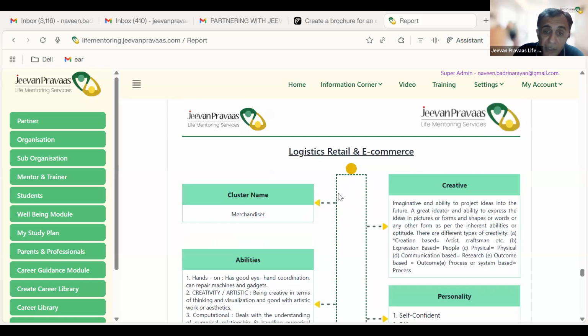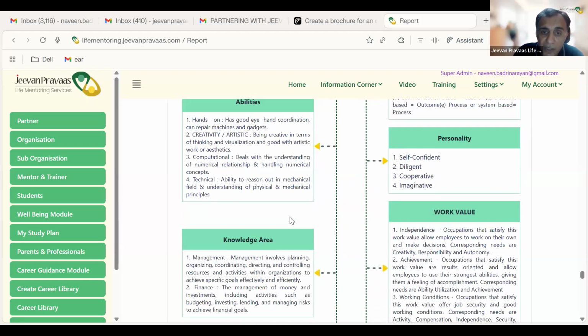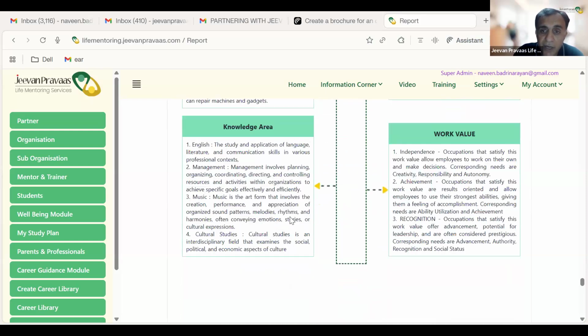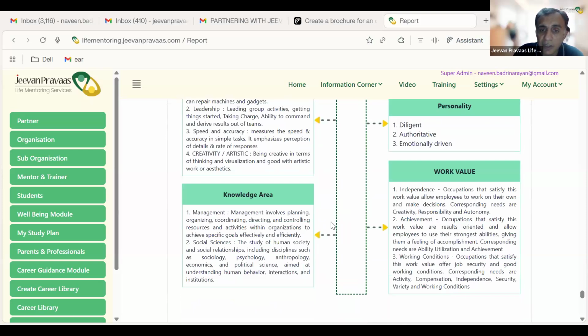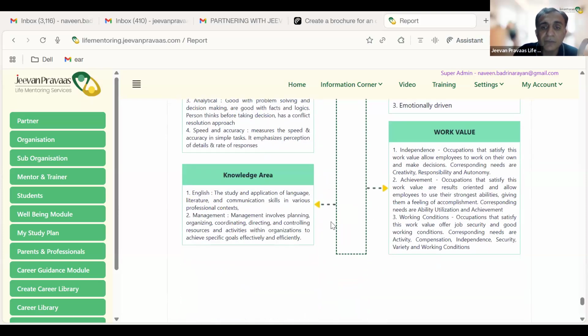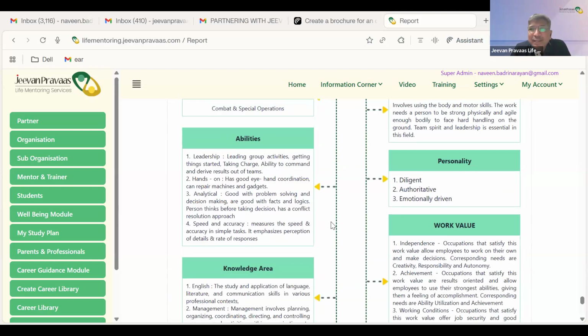But from the career perspective, for that logistics retail, what is the personality required? What are the factors required? What is the work value required? What is the knowledge area required? That is also given in the report. For media and entertainment, for tourism and hospitality, adventure sports and physical, all this is also available. This whole report and all this information is also available in the career library.